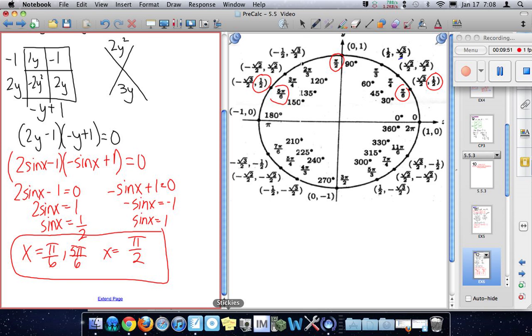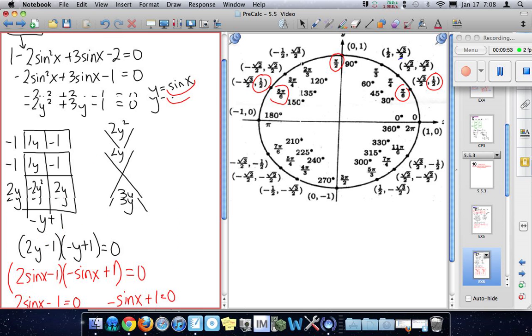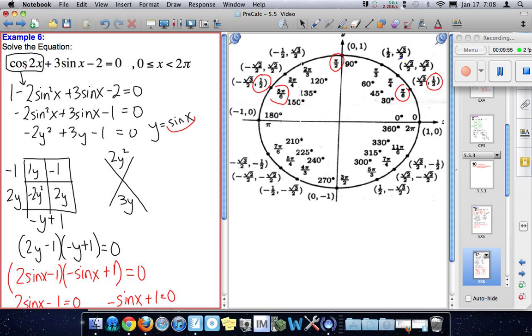Using an identity, keep in mind we might have to use an identity whenever we have angle values that are different. So we saw that here, angle values that are different, or if we have functions that are different. So we had both cases here. So always look for your identities.